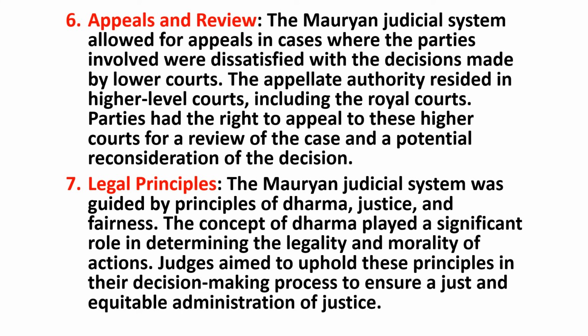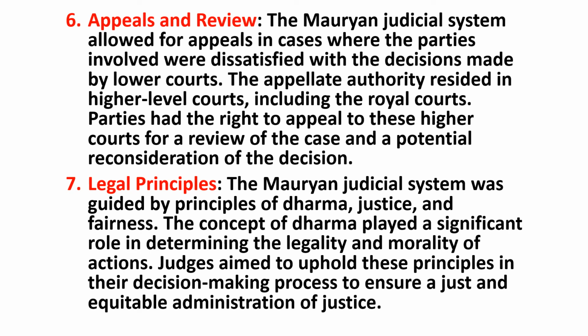Sixth one, appeals and review. The Mauryan judicial system allowed for appeals in cases where the parties involved were dissatisfied with the decision made by lower courts. The appellate authority resided in higher level courts, including the royal courts. Parties had the right to appeal to these higher courts for a review of the case and a potential reconsideration of the decision.